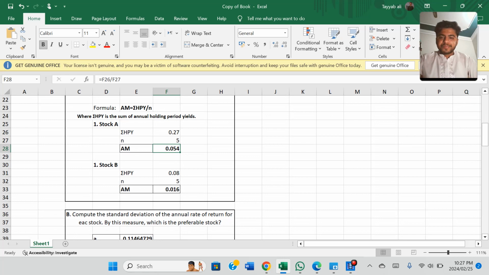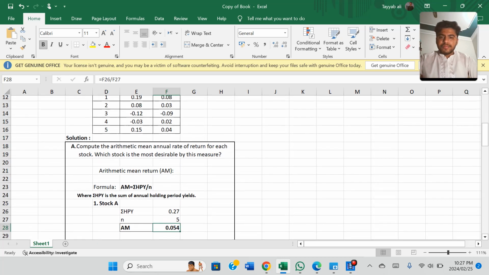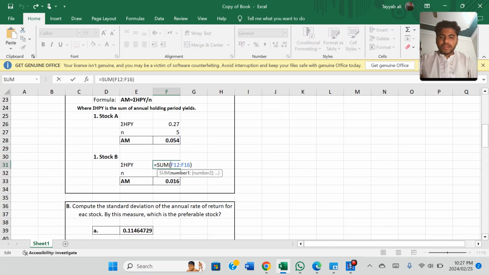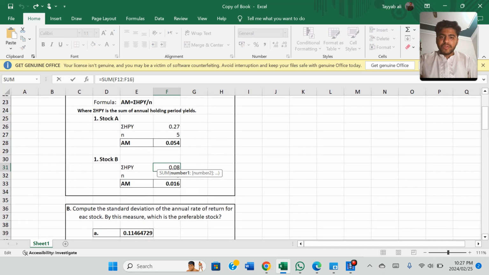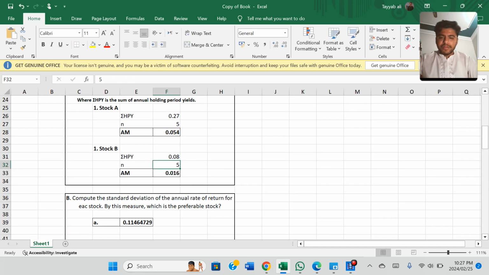Stock B: sum from F12 to F16, press enter, and the total number of years is 5. HPY divided by 5 is 0.016, the arithmetic mean.